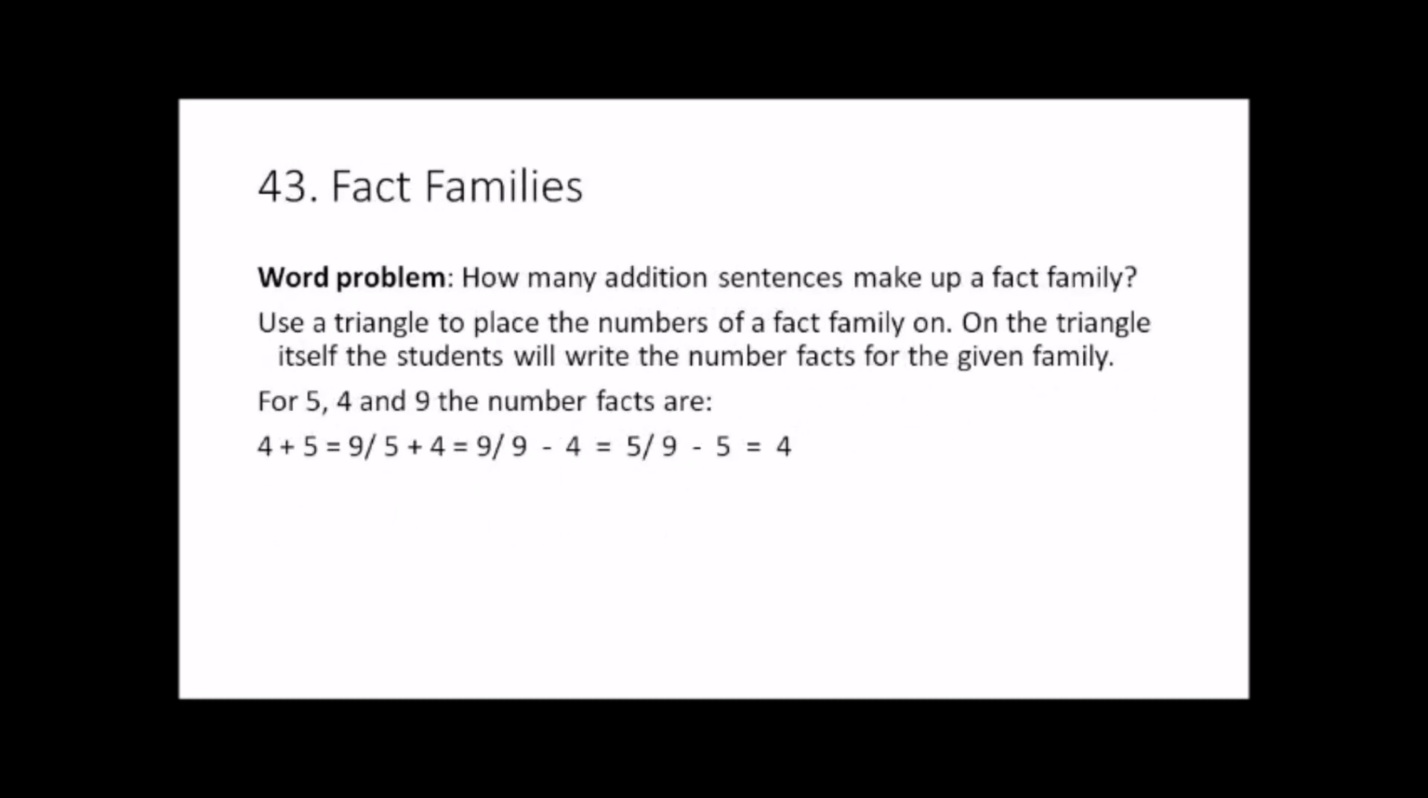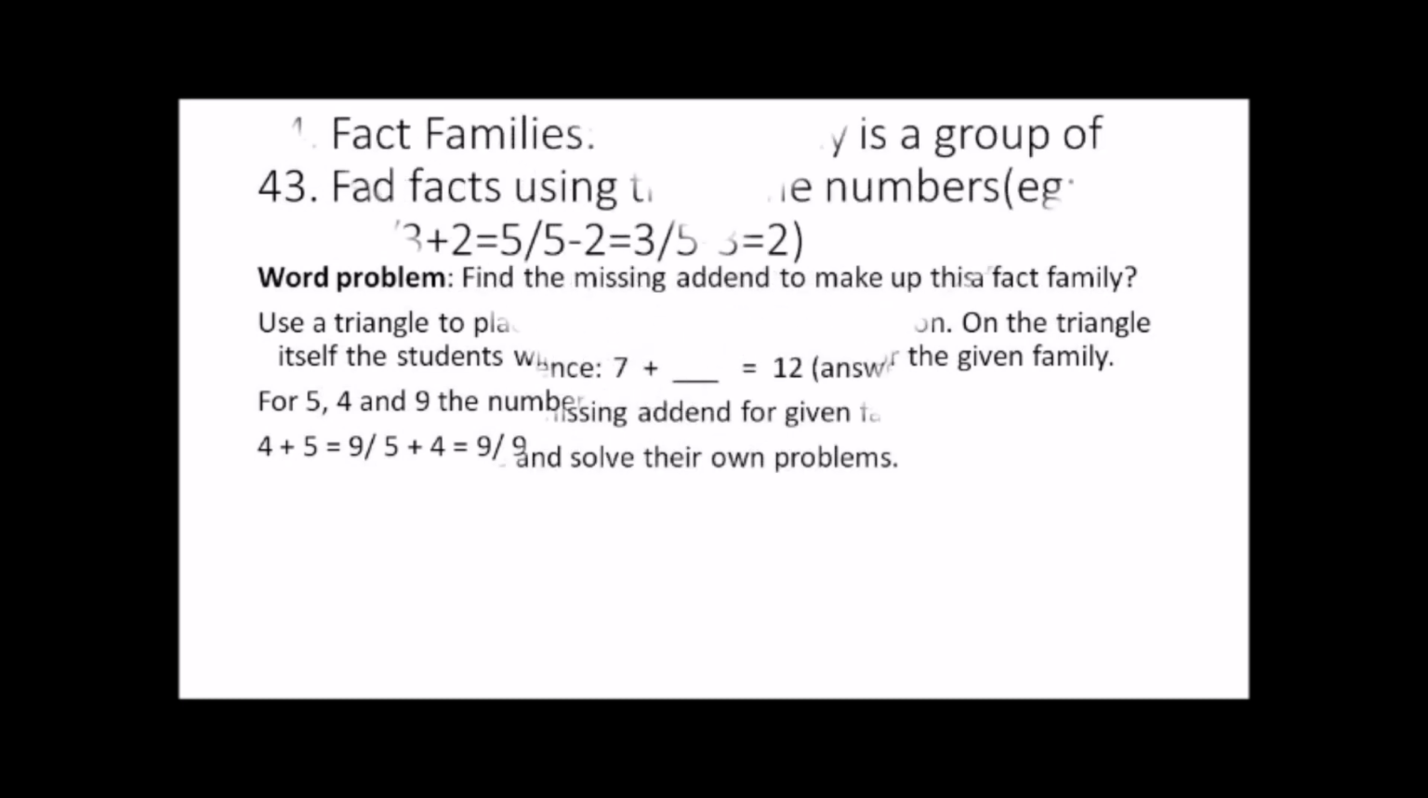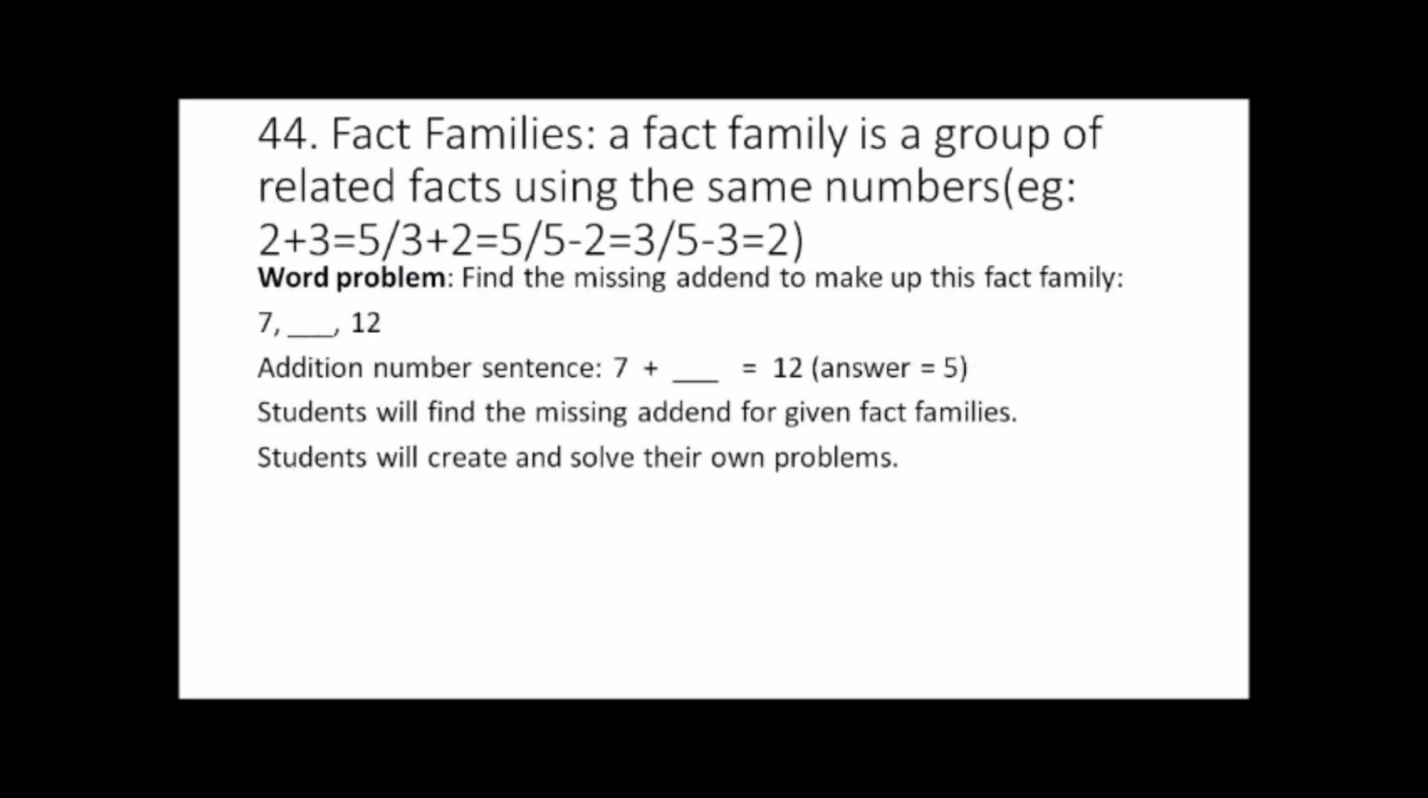Lesson 43 on fact families now. Now you can let them present you with the four facts. Give them the triangle, let them put the three numbers for the vertices, and then let them put the four facts on the inside of the triangle. Now they should know the addition ones are commutative, and then they'd be able to give you the subtraction ones, which are not commutative. 9 take away 4 is 5, 9 take away 5 is 4. Okay, good.